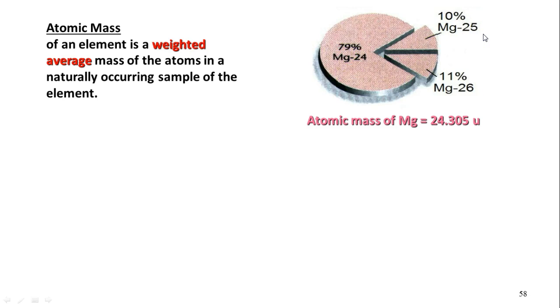When you take the weighted average of all those based on how abundant they are, the number comes out to 24.305 U.